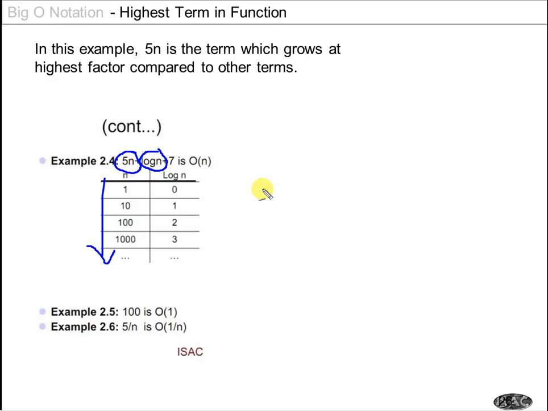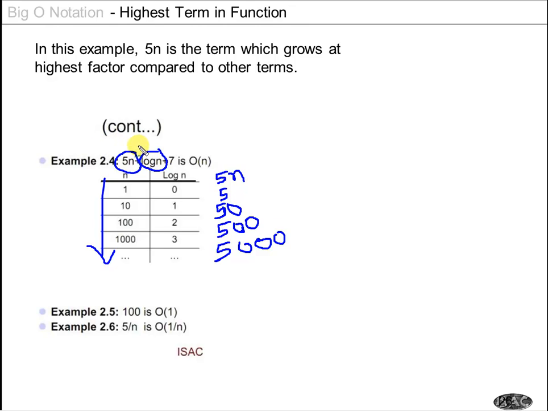5n will increase like, write it here, okay? So here is log n, here is 5n. Now for n equals 1, it will be 5. For n equals 2, it will be 10. For n equals 10, it will be 50. For n equals 100, it will be 500. For n equals 1000, it will be 5000.